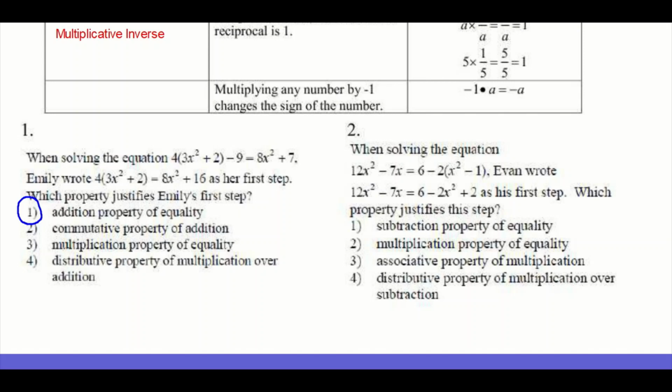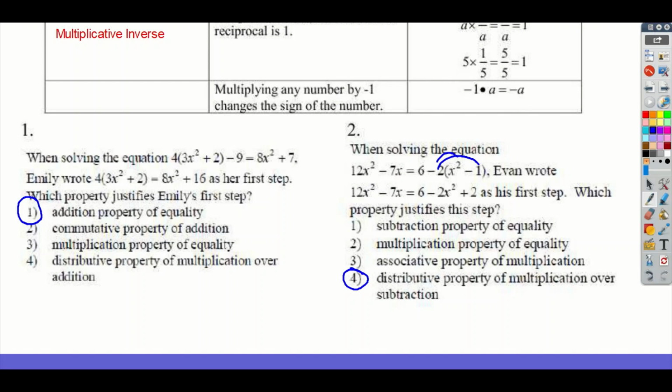2, when solving an equation, you can see what's going on here. The first step he did was, and you can see all he did was basically multiply that 2 through. So that would be the distributive property of multiplication. And this is over subtraction because we're doing it with the subtraction step. Kind of a formal, funky thing, but distributive property is the key thing we want to look for there.